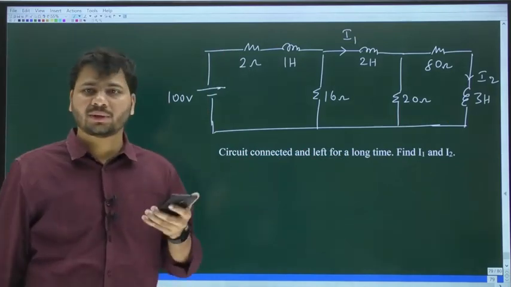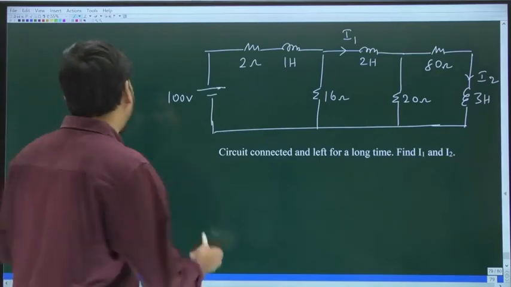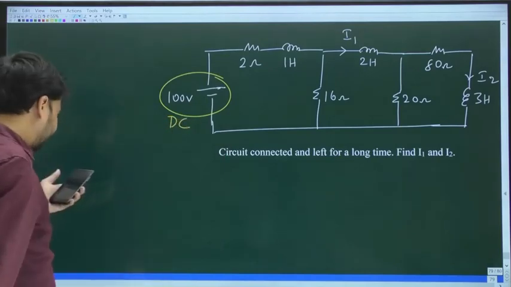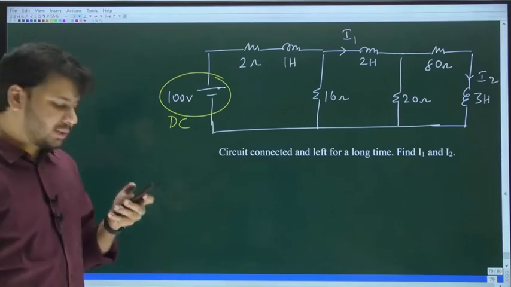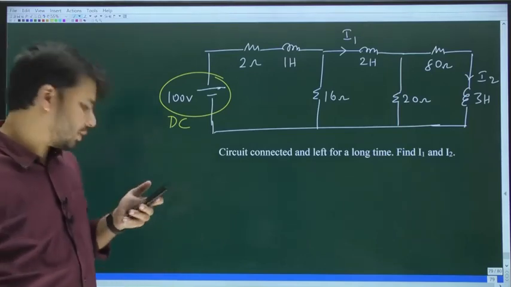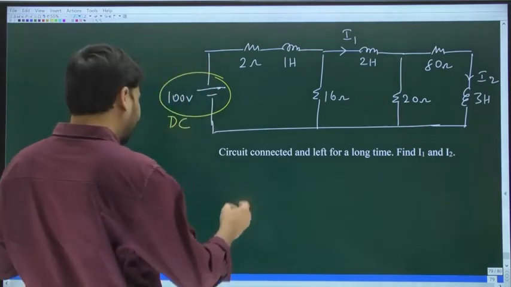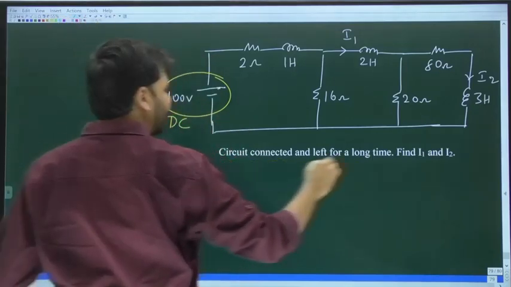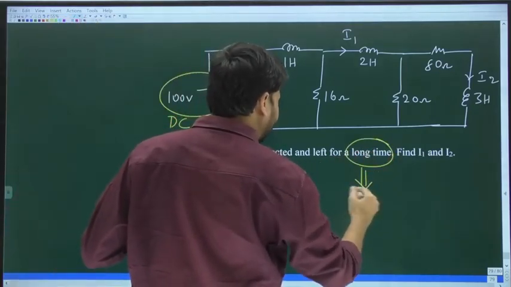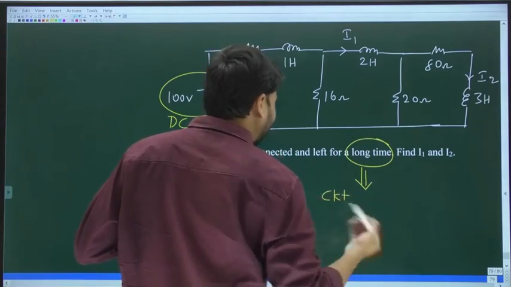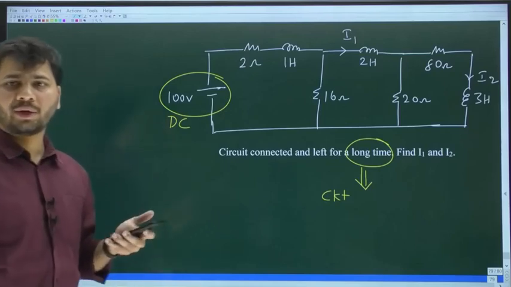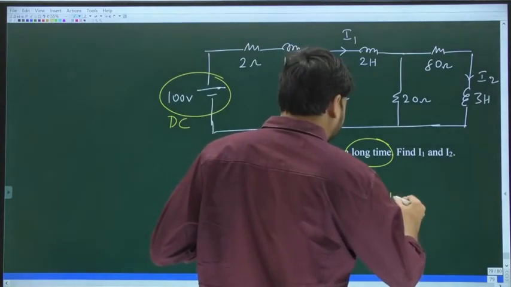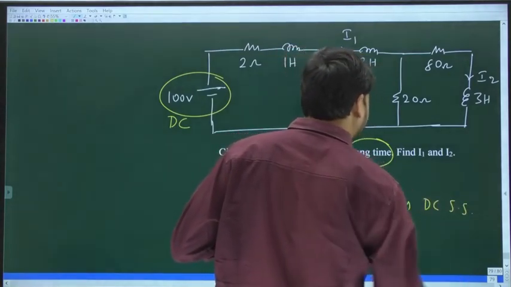And how many independent sources are driving this circuit? There is only one independent source driving this entire circuit. That is the 100 volt source. Is it not a DC source? So the only source driving this circuit is a DC source. And look at the given statement: circuit connected and left for a long time. If any circuit is connected and left for a long time, it is understood that the circuit will reach steady state. Because the source is DC, after a long time, the circuit reaches what is called DC steady state.